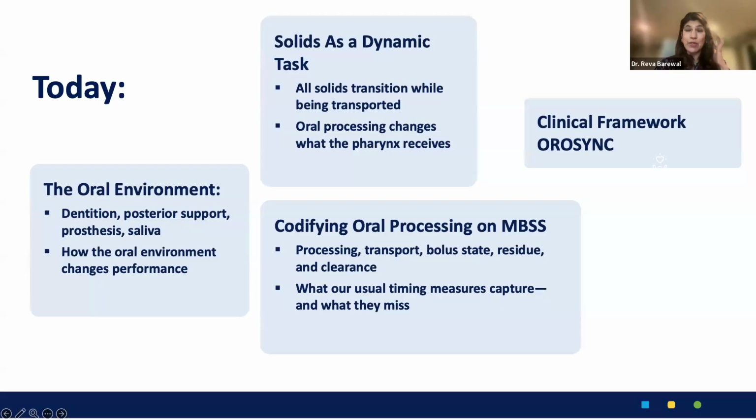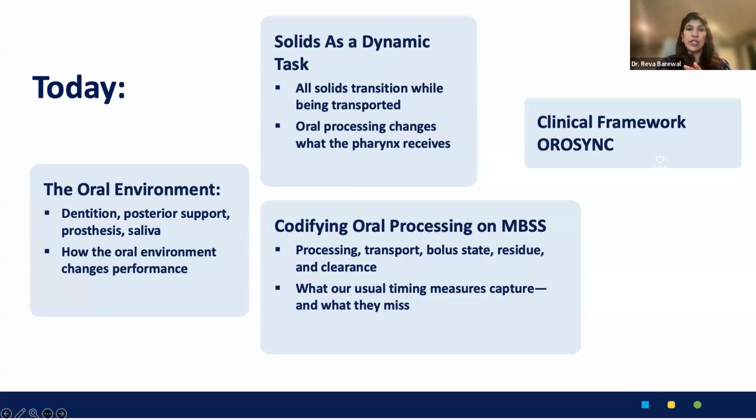Then I'm going to make a distinction between liquids and solids because solids are dynamic. I firmly believe, I know that on IDDSI we have transitional solids, but I do believe that all solids transition in the mouth. It's just that the transitional solid does a really big transition, right? So what we know is that patients aren't just taking a ready-made bolus and transporting it in the mouth with a solid. These are foods that are changing while the patient is eating them, and that basically changes what the pharynx ultimately experiences.